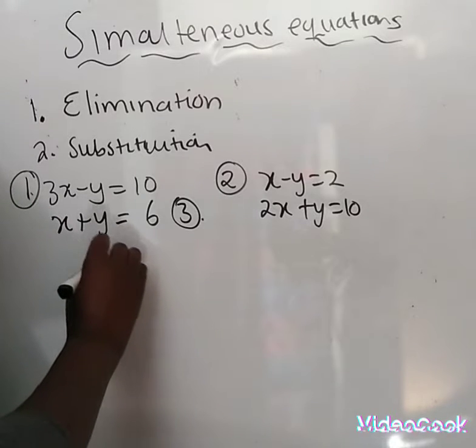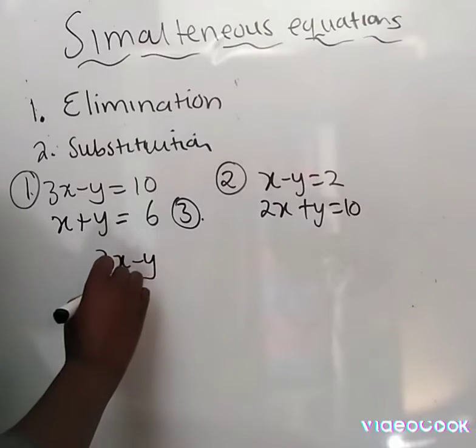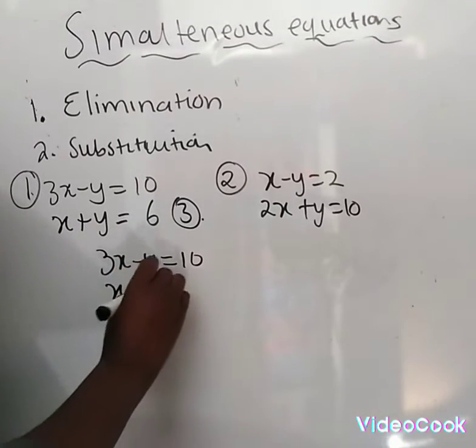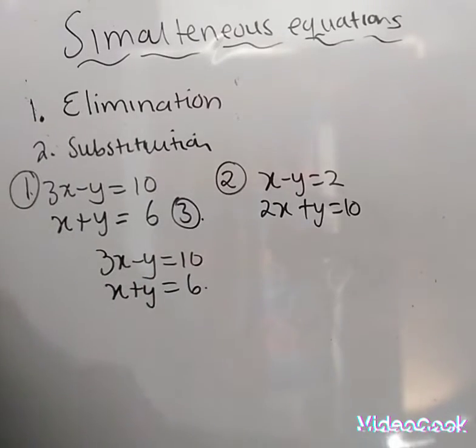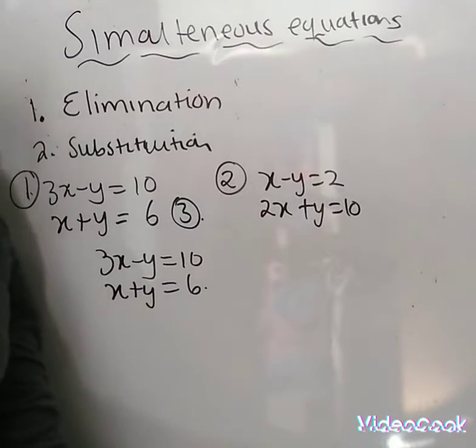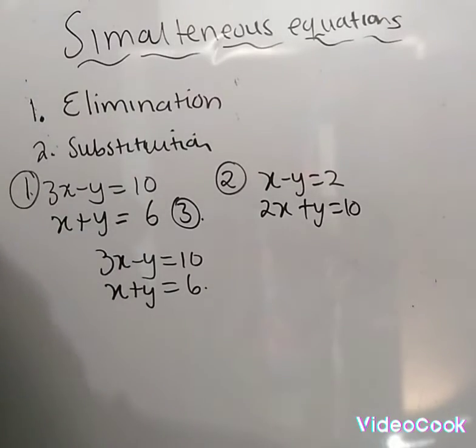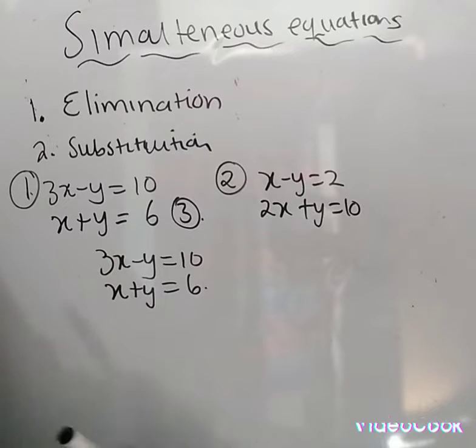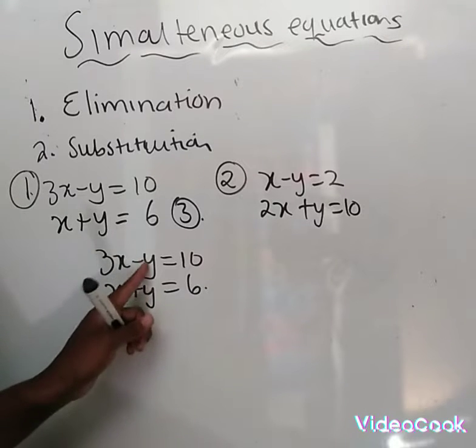We are given 3x minus y is equal to 10. And x plus y is equal to 6. So using the elimination method, you look at what you are given and you try to eliminate one variable. In this case, we are having x and y. The best variable for us to eliminate here is actually y, because the coefficient of y here is 1, here it's a minus 1.